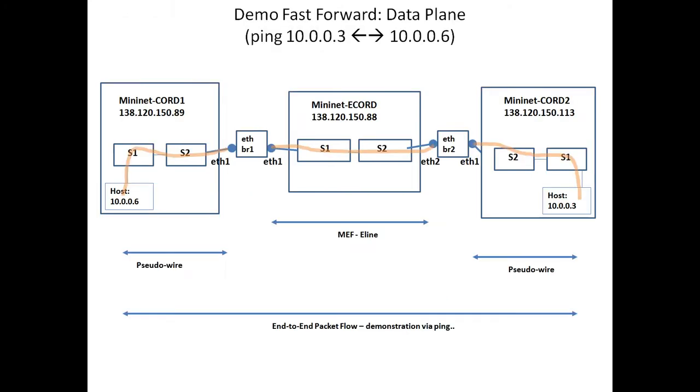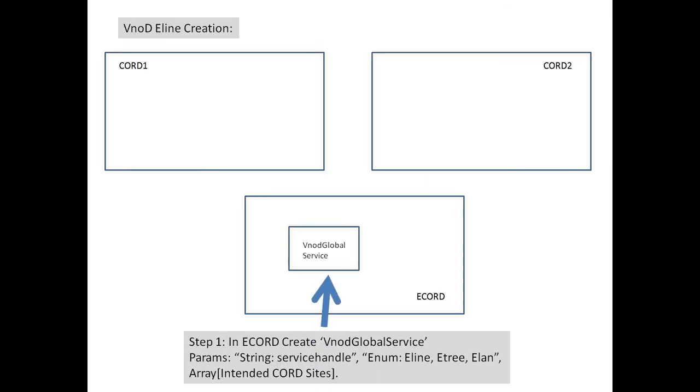So from the slides, we're going to go to step 1. What you do is you go to eCORD and you create what's called a VnoD global service. You need to tell it about a service handle, which is a globally unique identifier that we use for the service. You need to tell it what kind of binding service you're going to use at the eCORD level. We support right now E-line, E-tree, and E-LAN, only layer 2 services for now. And then you need to tell it the array of intended CORD sites.